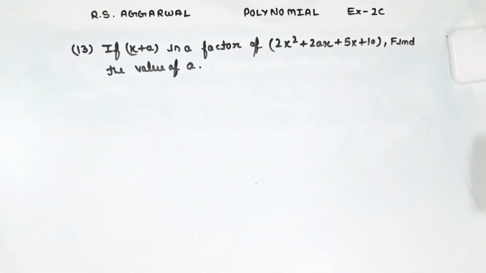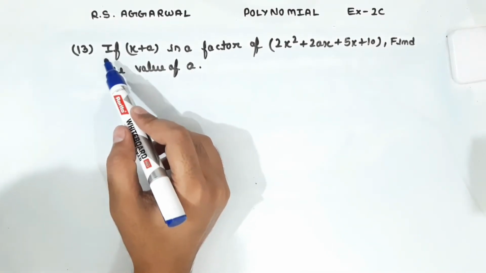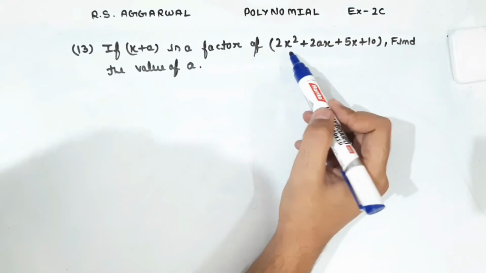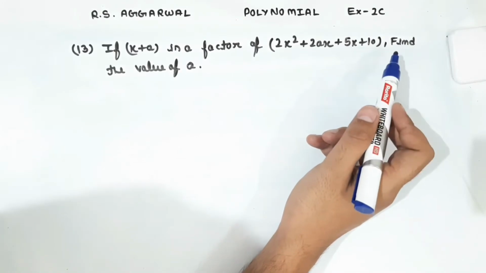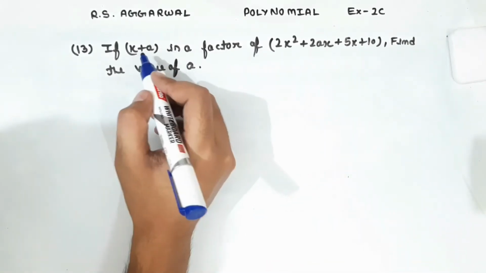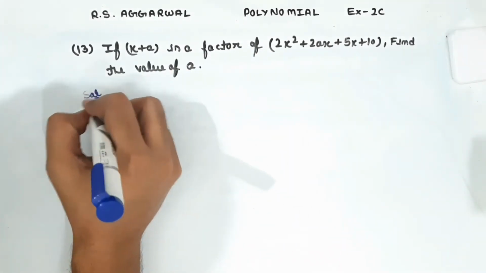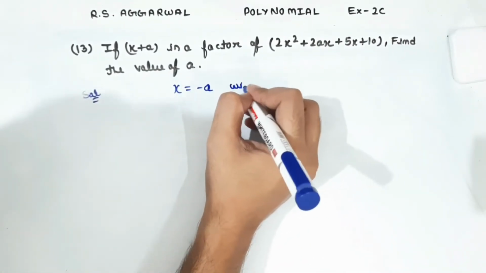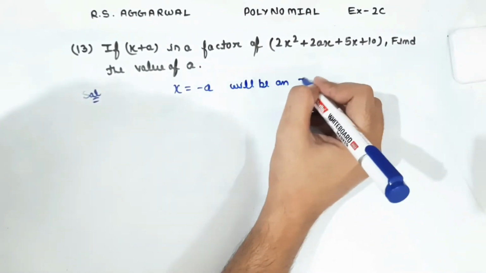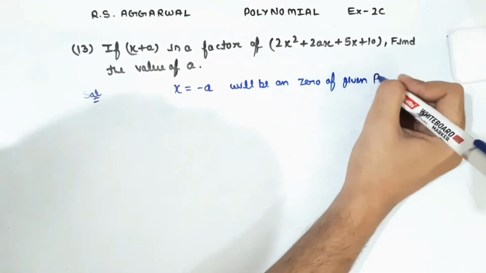R.S. Agrawal, chapter Polynomial, exercise 2C, question number 13. In question number 13, it is given: if x plus a is a factor of 2x square plus 2ax plus 5x plus 10, then find the value of a. X plus a is a factor of this polynomial. So from here, if x plus a is a factor of this polynomial, then x equals to minus a will be a zero of the given polynomial.